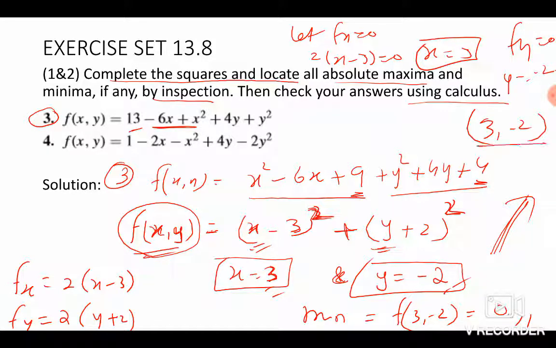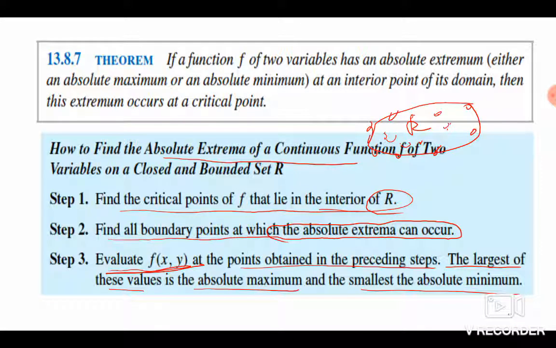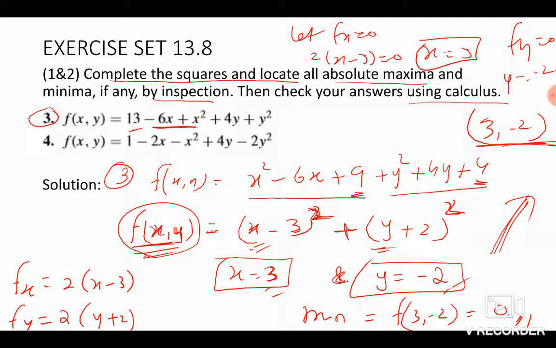Isn't it? So at this critical point, we find the minimum, the value of f is 0. So by the previous method discussed here, we found only one value, which is the minimum, and there is no absolute maximum for this function, only an absolute minimum. That's it.